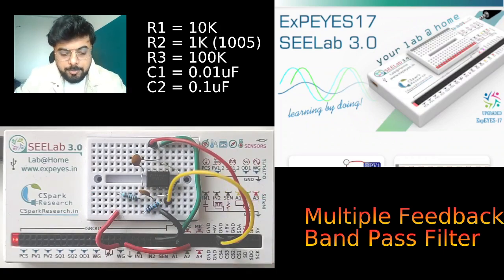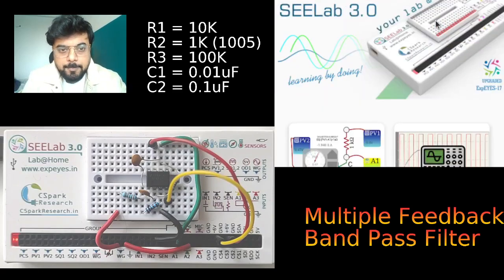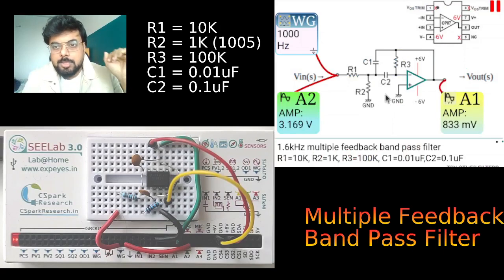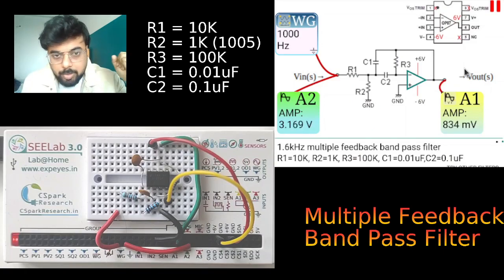First, I'm going to open the filter characteristics experiment, which will show you the schematic diagram for this multiple feedback bandpass filter. As you can see, for characterization, you have a signal input, which is your waveform generator WG, and that is also simultaneously provided to the A2 input for monitoring the input characteristics.